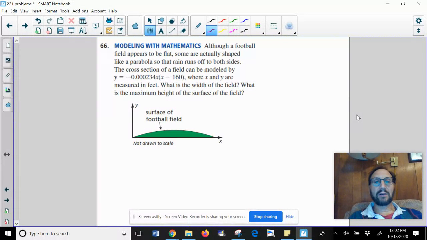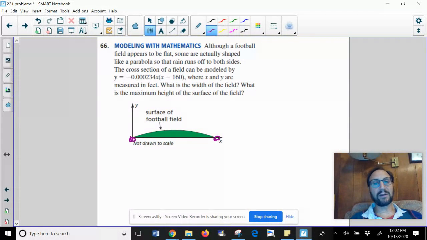All right, so the cross section of the field can be modeled by this formula, where we've got a parabola going down, where x and y are measured in feet. What is the width of the field and what's the maximum height of the surface of the field? Now, looking at that formula, I see once again that it's not multiplied out. There are parentheses involved, and it's basically factored. So what I'm looking at is that the intercepts are given from that information.